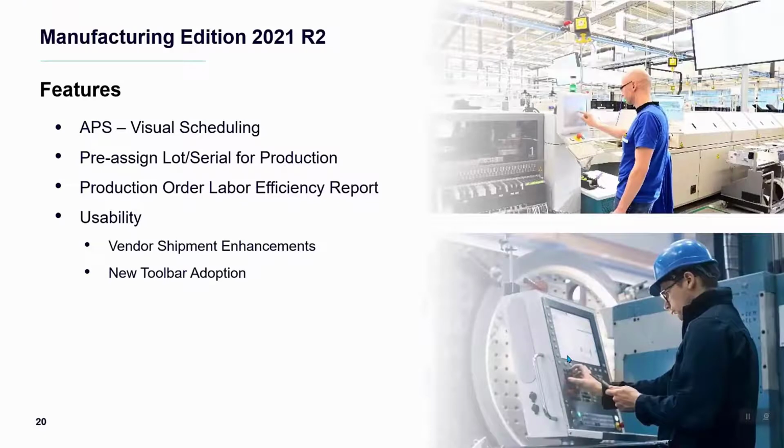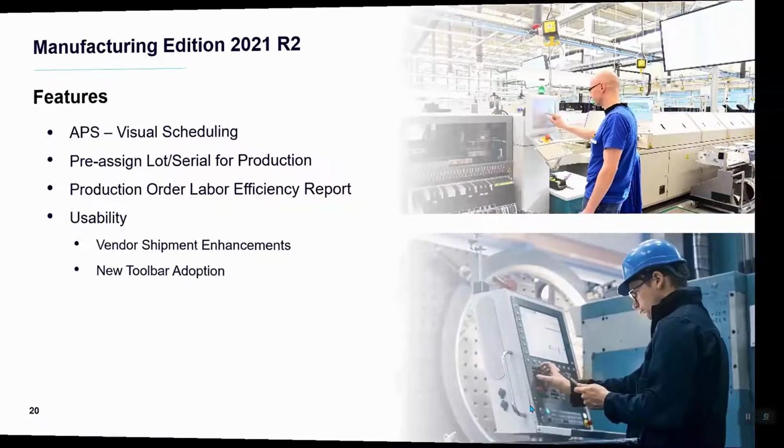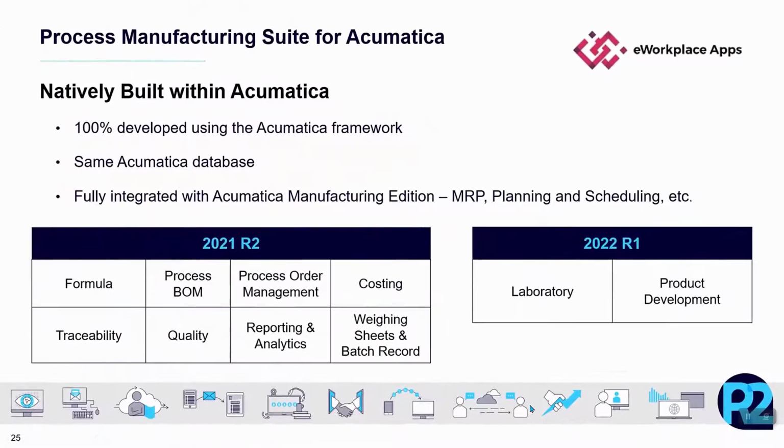During today's demo, we showed you how manufacturers use Capable to Promise, visual scheduling, pre-assignment of lot and serial numbers, vendor shipments, and the Production Order Labor Efficiency Report to provide better visibility into production, increase throughput, and improve production efficiencies, which in turn leads to customer satisfaction. In addition to these features, we also gave you a sneak peek at the Process Manufacturing Suite.